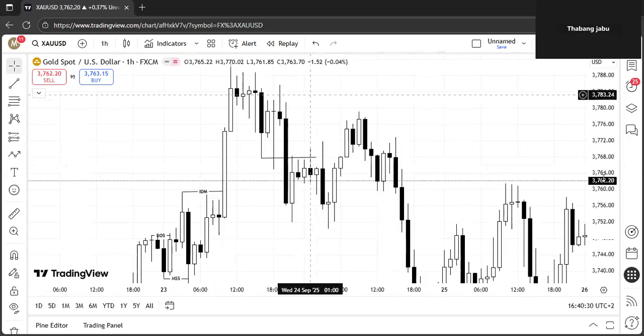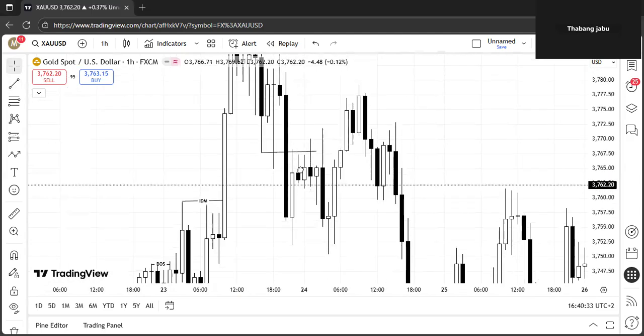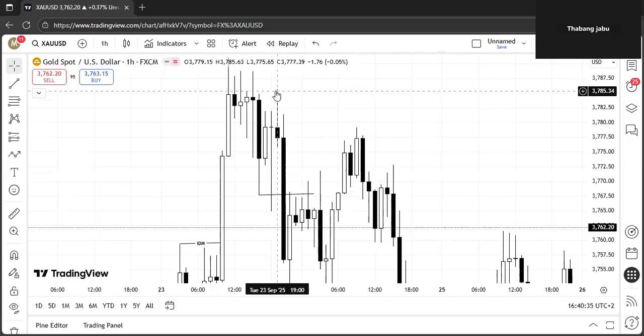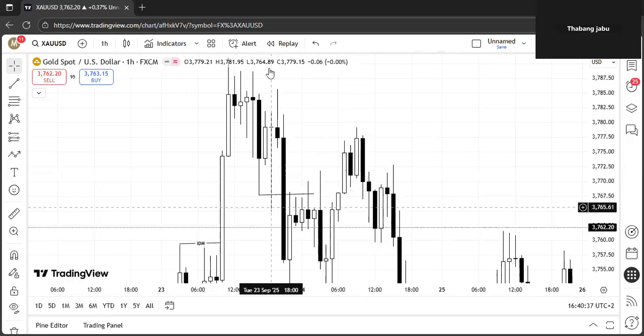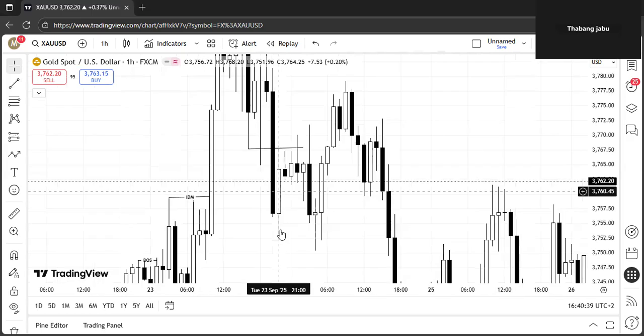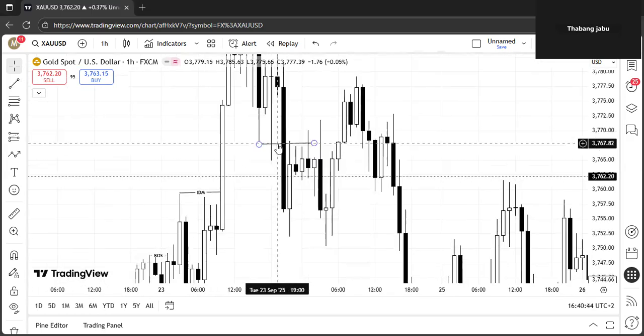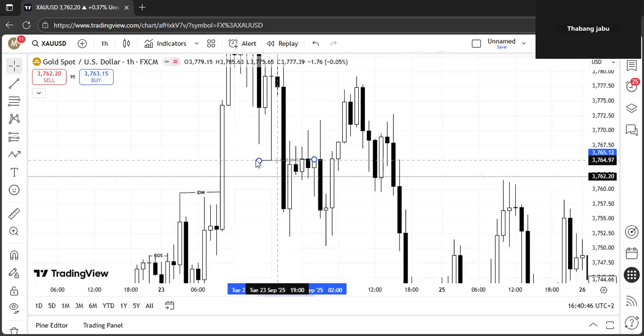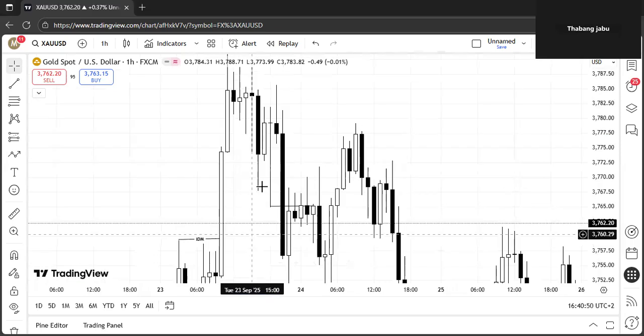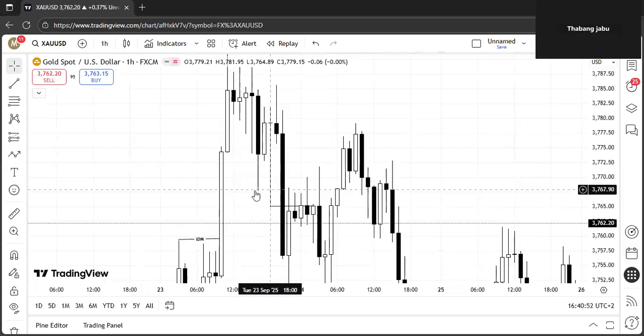Until it formed a change of character. We have this high and this low. And this low created this low. This high created this low, meaning that our change of character happened right here. This one is invalid because it doesn't have a high. It's invalid.